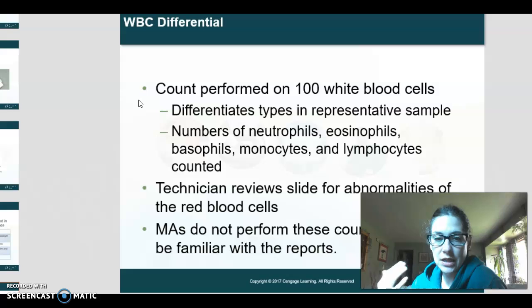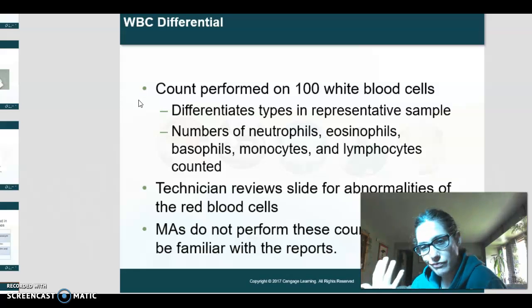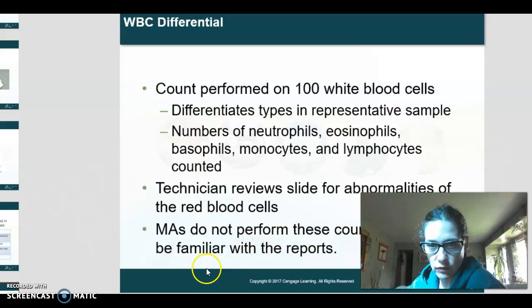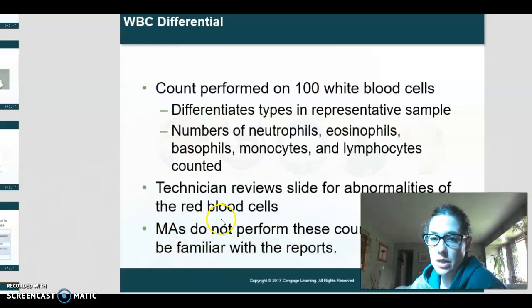Then a technician will review slides for abnormalities of the cells. So that's when they will be clinically indicated if they are below or above range. MAs don't perform these counts, but you should be familiar with the reporting for this. This is done by lab techs inside the laboratory, in case a patient asks you. So again, patient education is going to be very important going forward.